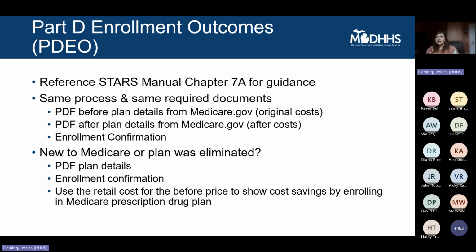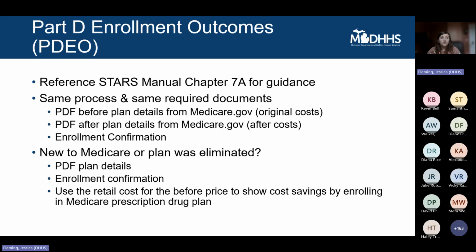It is the same process and the same required documents. So the PDF of the before plan details from Medicare.gov, the after plan details from Medicare.gov, and the enrollment confirmation. Those PDFs can all be uploaded into the STARS system in those upload sections that I showed you a few moments ago. And also, if someone's new to Medicare, what they're going to need is the PDF of the plan details and the enrollment confirmation. So it's just the two documents, and you would use the retail cost of the before price to show the cost savings by enrolling in a Medicare prescription drug plan.